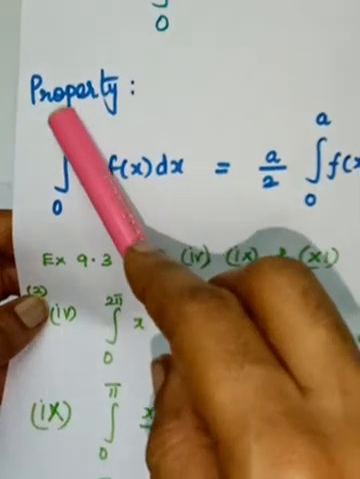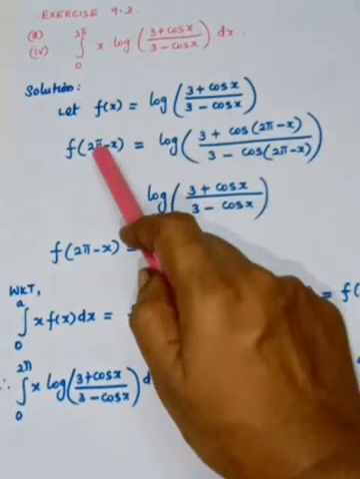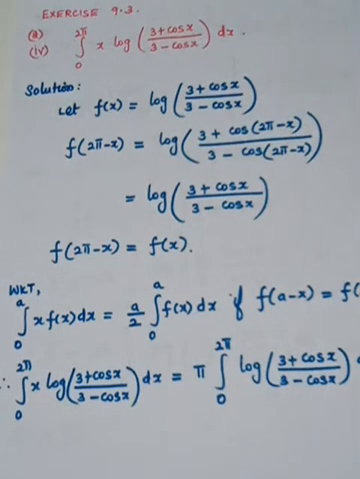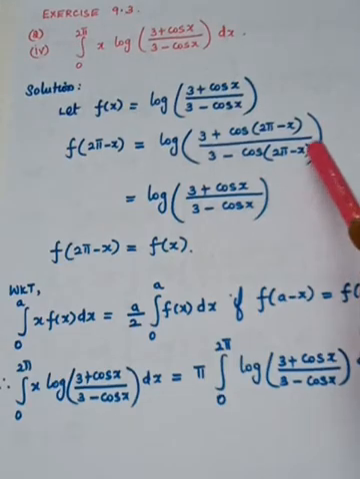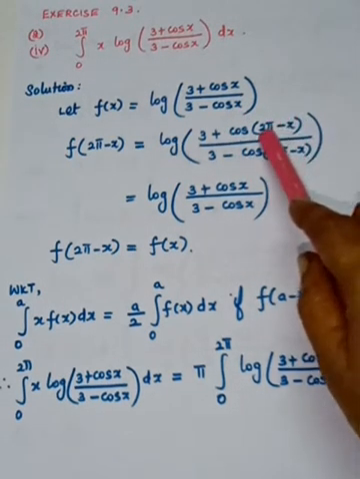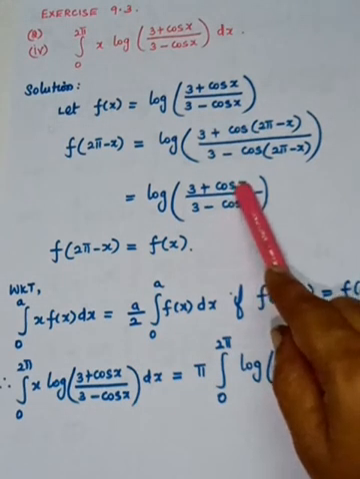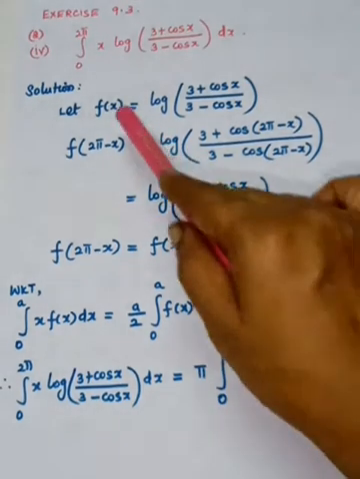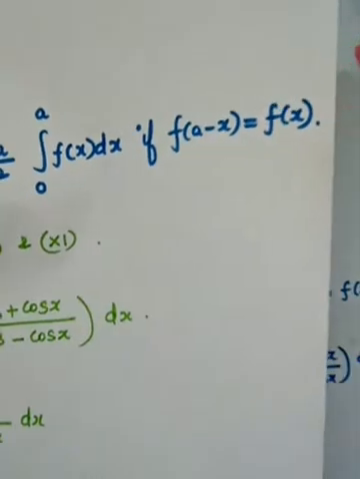What is your a here? The upper limit is a. Here in your problem, the upper limit is 2 pi. So you replace x by 2 pi minus x: log of (3 plus cos of (2 pi minus x)) divided by (3 minus cos of (2 pi minus x)). The angle 2 pi minus x lies in the fourth quadrant, where cos is positive, so there is no change: (3 plus cos x) divided by (3 minus cos x). What is it? It is f of x. So here f of a minus x is equal to f of x.